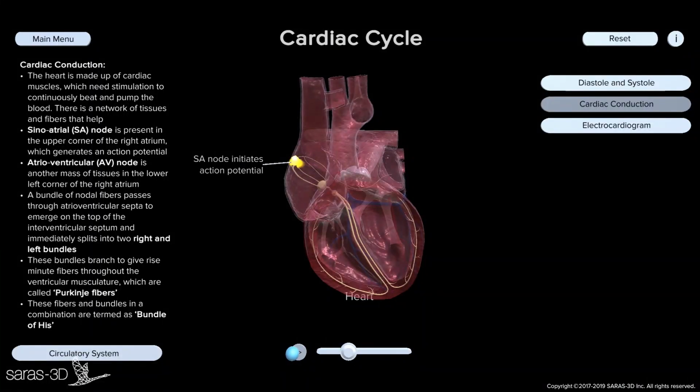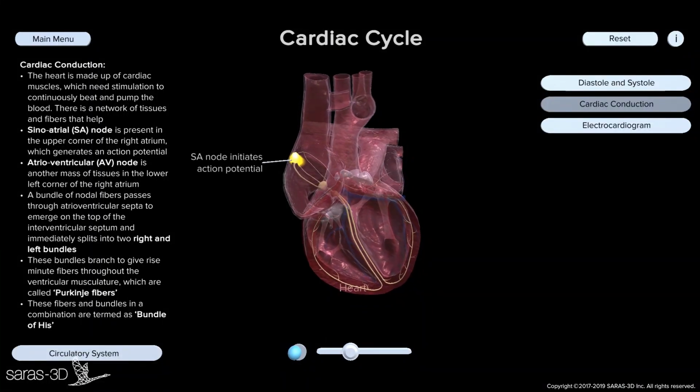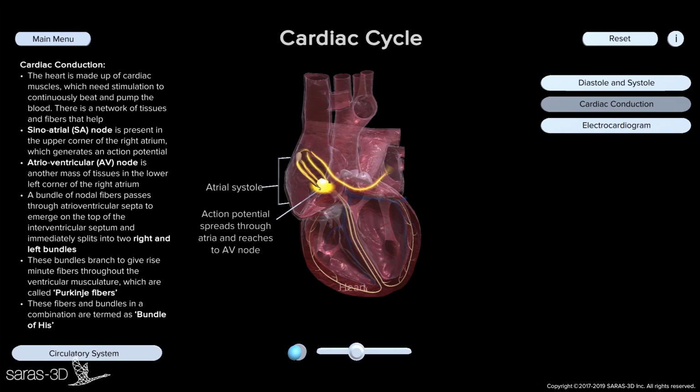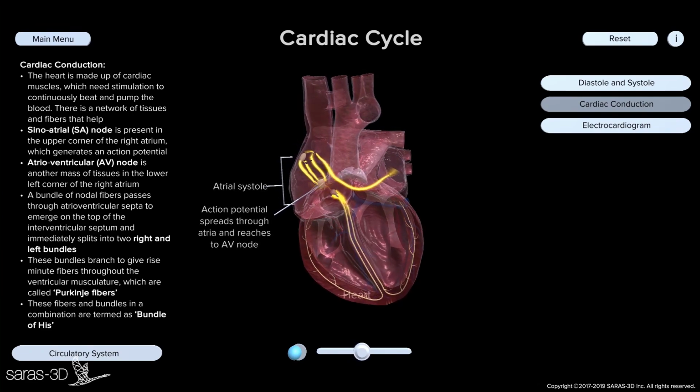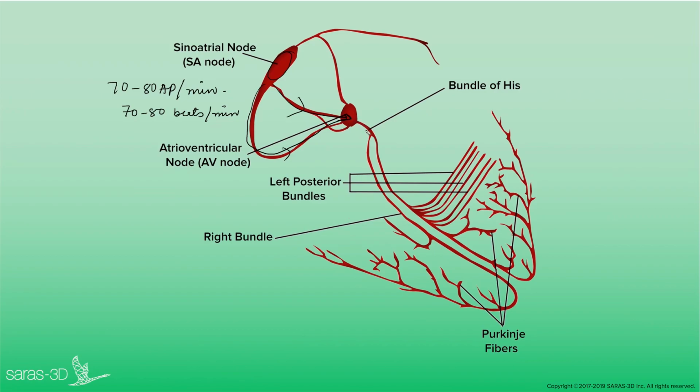Now the SA node is sending impulses to the AV node, and it is responsible for the contraction of the atria. Then the connection is followed by the conduction pathway, which spreads across the ventricular myocytes. Here one can see the myocytes spreading across the ventricles. Now the signaling is being sent to these ventricular myocytes.